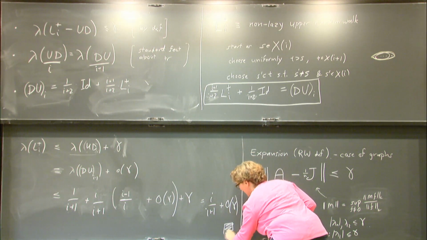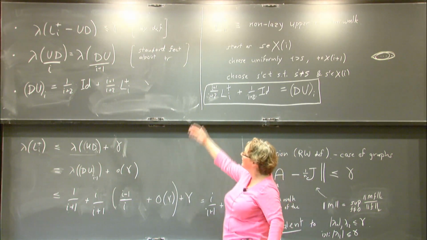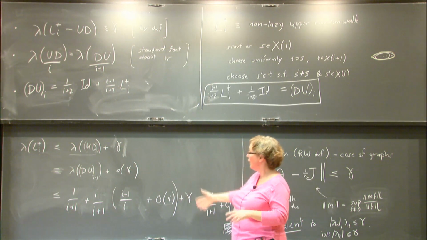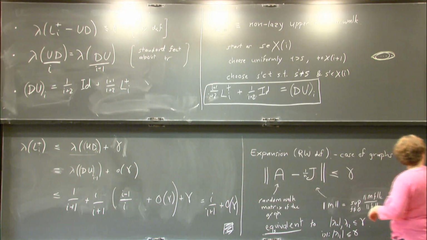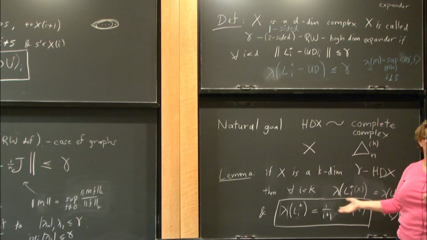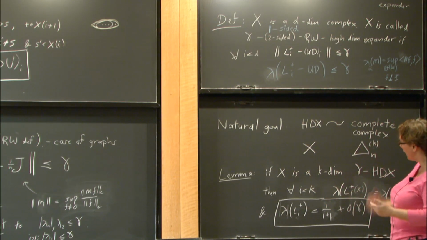Fine. It doesn't really matter what the proof is. The point is that it comes out of very simple considerations and inductively. And this is also the way to calculate, so it's not only the way to prove that an HDX is close to the complete complex, it's also the way to calculate the eigenvalues for the complete complex. It's the same kind of inductive argument.